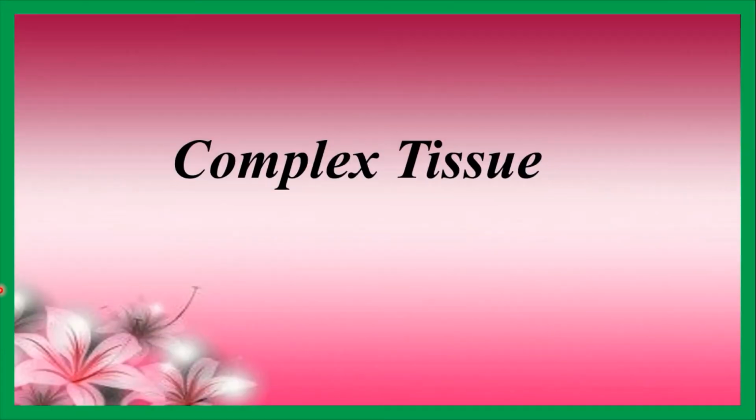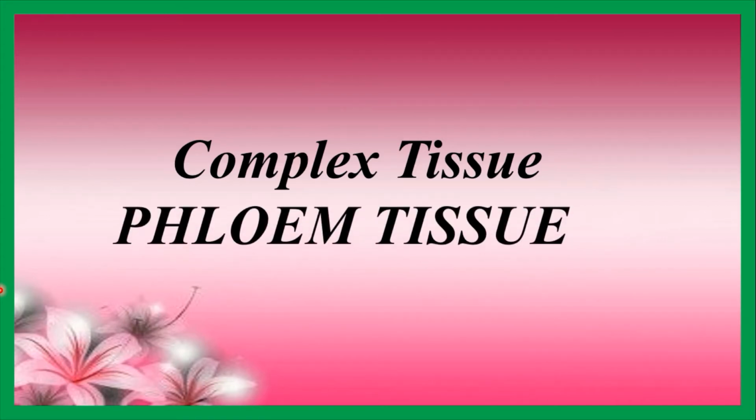Our today's topic is complex tissue, or a part of complex tissue. You know that the tissues which consist of more than one kind of cells are called complex tissue, and the complex tissues are of two types, xylem tissue and phloem tissue. In the previous class we finished the description of xylem tissues, but in this class I am going to discuss phloem tissue. So today we will discuss the phloem tissue.